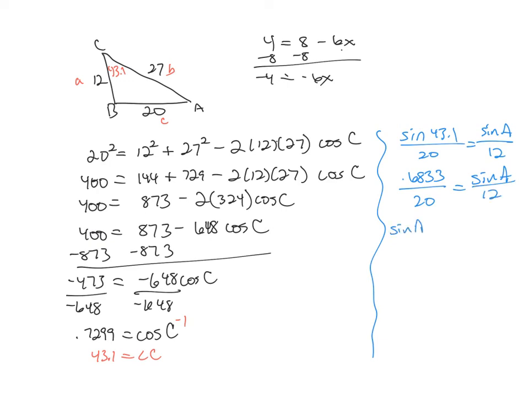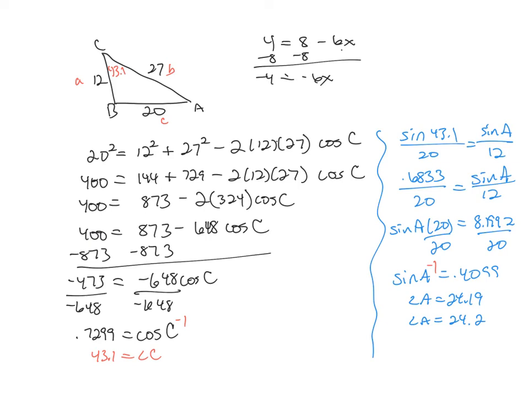Okay, multiply the diagonals, sine A times 20, and that decimal times 12, 8.1992, and then divide by 20. .4099, and again I'm finding an angle, so I got to do the inverse. 0.4099. And we get angle A is 24.19, or 24.2.